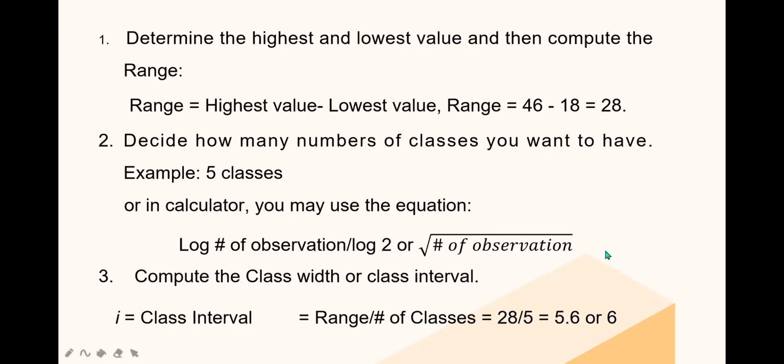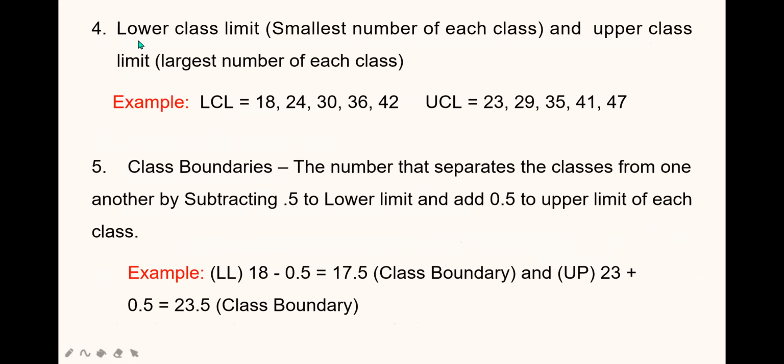Okay, now continuing, let's go on to step number 4. Lower class limits are the smallest number of each class, and the upper class limits are the largest number of each class. For the lower class limits, that is 18, 24, 30, 36, and 42. For the upper class limits, it is 23, 29, 35, 41, and 47. But sir, how will you get this? I'm going to show you in the table later.